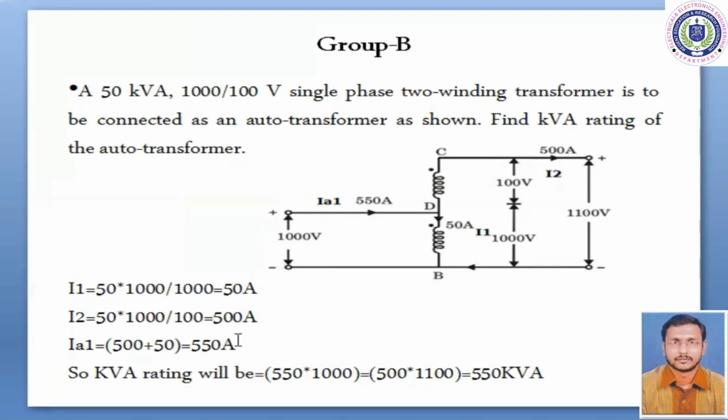Now, how can you calculate the kVA rating? Corresponding to the primary side as well as the secondary side, you can calculate. So 550 into 1000, or 500 into 1100, that gives 550 kVA. So the kVA rating of the auto transformer becomes 550 kVA.